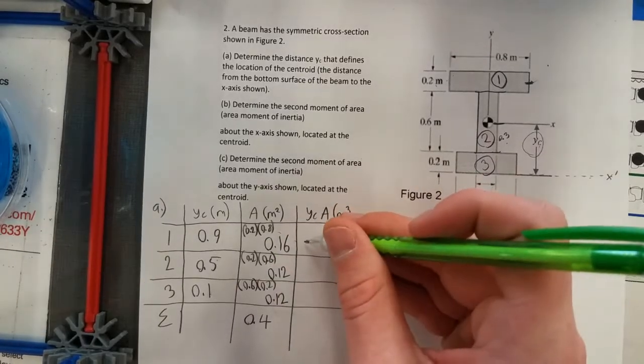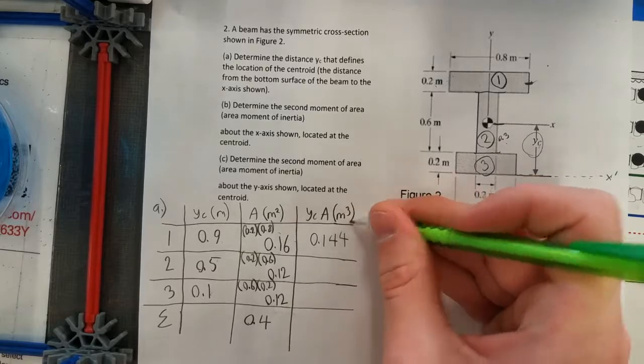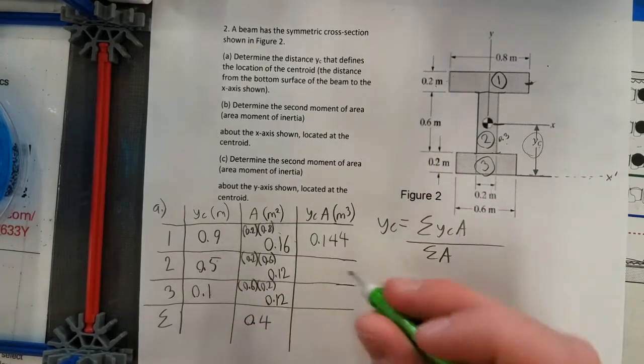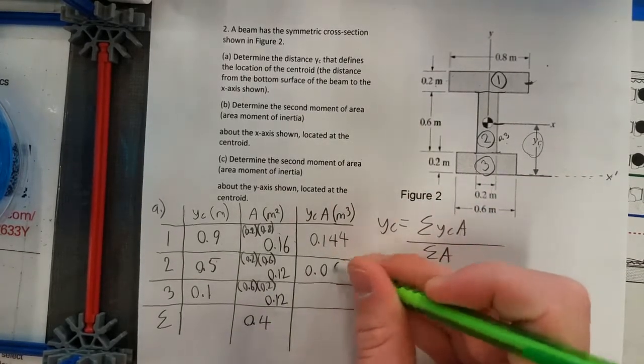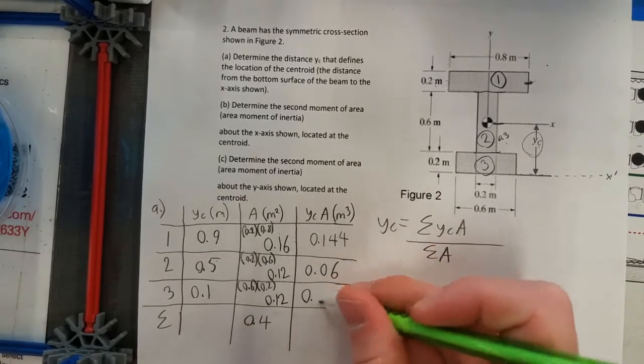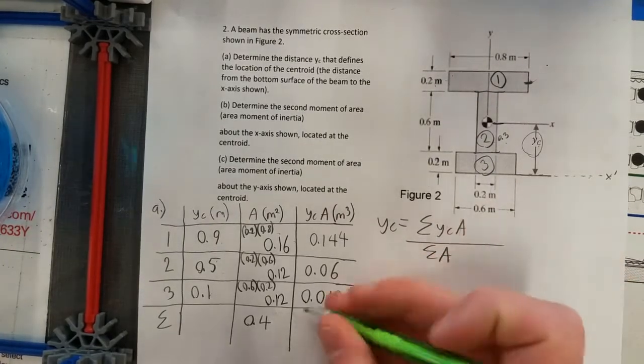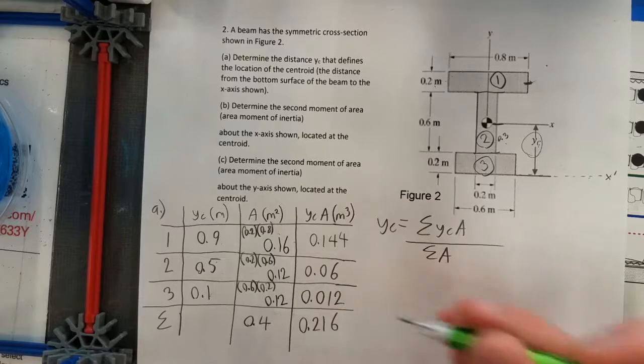So 0.9 times 0.16, we get 0.144. 0.5 times 0.12, we get 0.06. And then 0.1 times 0.12 is 0.012. And we'll go ahead and add all of these together. We're going to get 0.216.